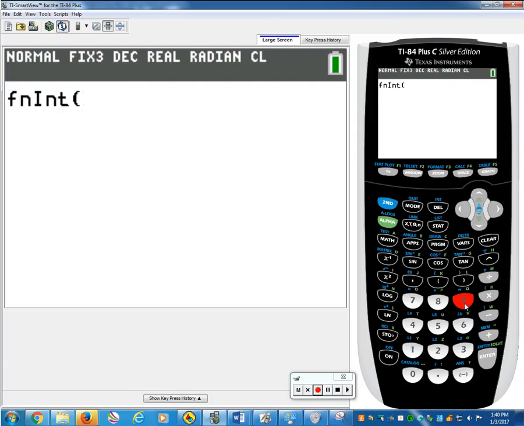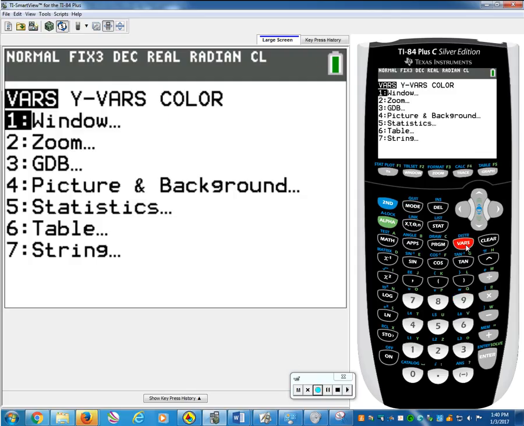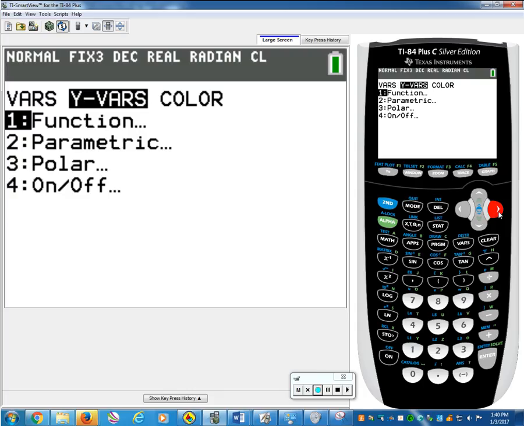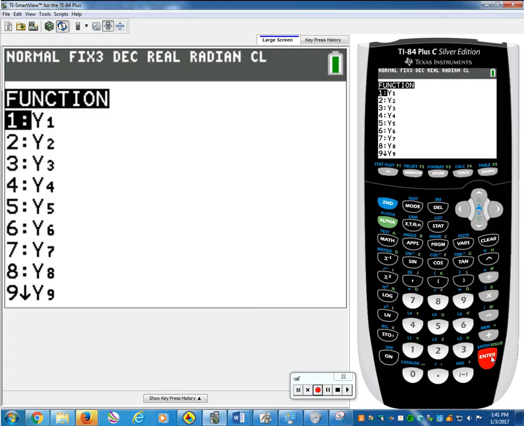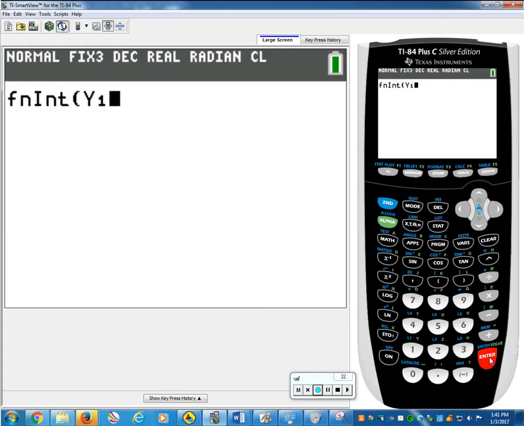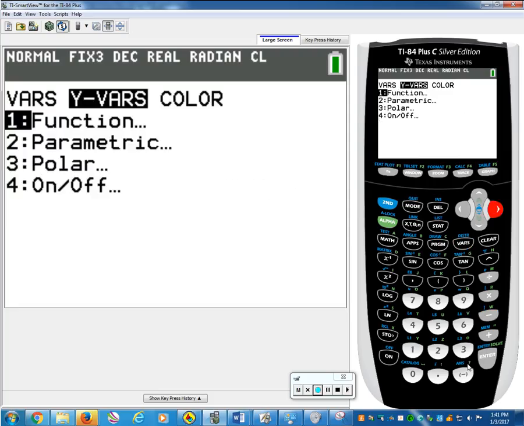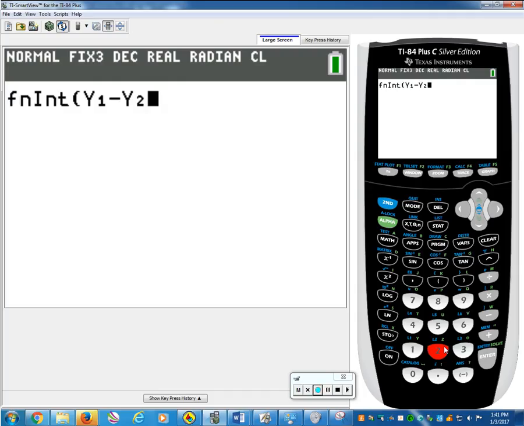Okay, what are the two things we want to multiply when we do the integral? We want to multiply f of x subtract g of x. You type that first. F is in y1, so you use the vars key for variable. You go over to y variables. Press enter. There's the list. Choose y1. Subtract y2, so you just do vars again. Just wave at me if you need help getting to here.